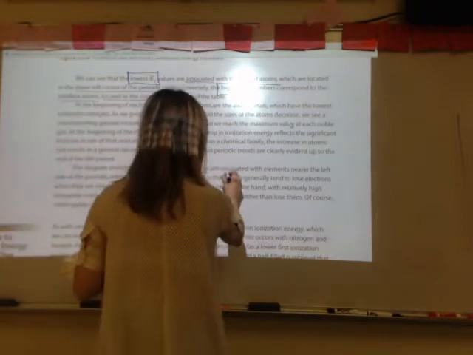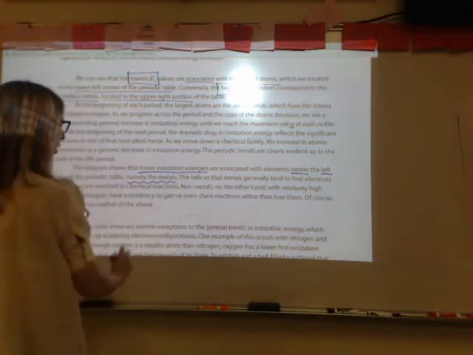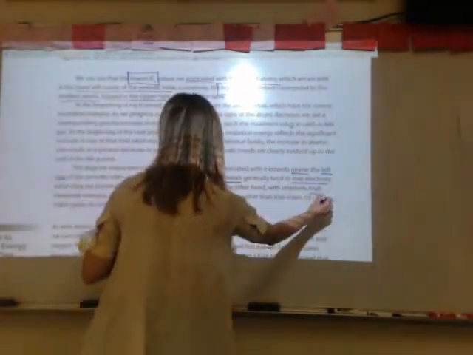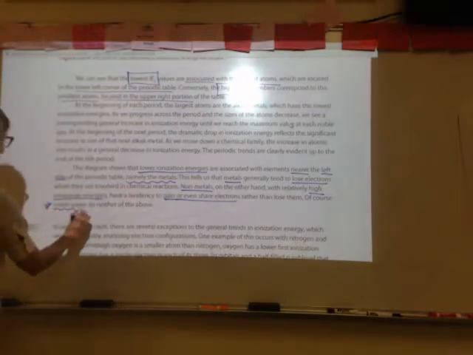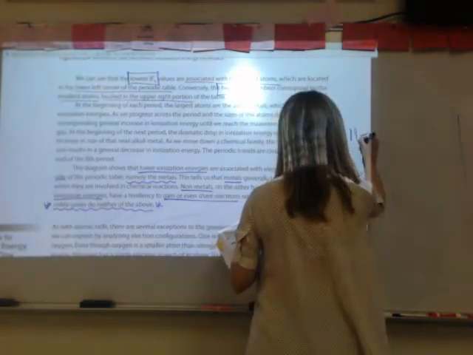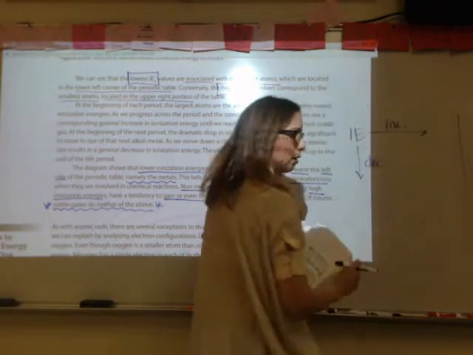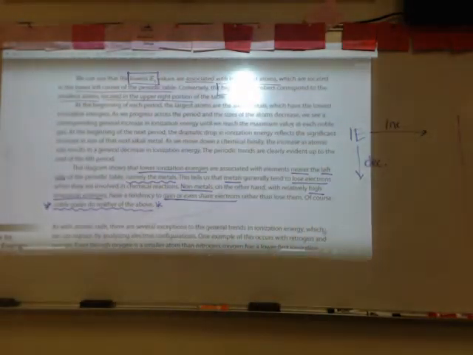lower ionization energies are associated with elements near the left side of the periodic table, namely the metals. This tells us that metals generally tend to lose electrons if we have a chemical reaction, whereas nonmetals have high ionization energies, so they tend to gain or even share electrons rather than losing them. And then noble gases do not do either of these, okay? So ionization energy is increasing in this direction, and it is decreasing in that direction. Now, there is an exception to ionization energy.